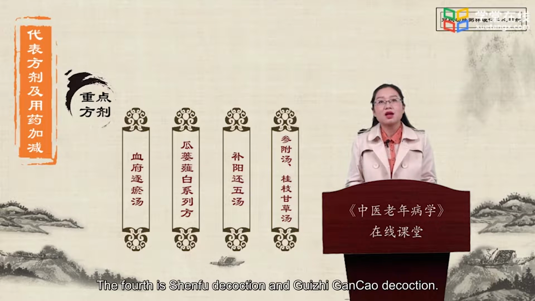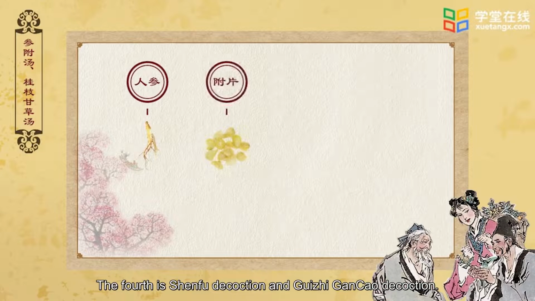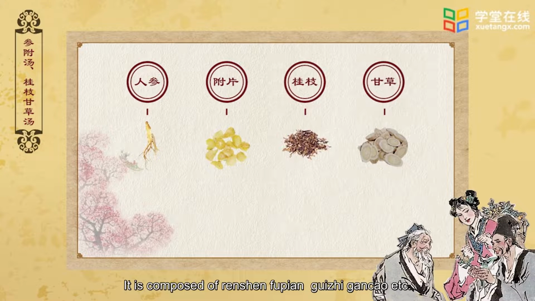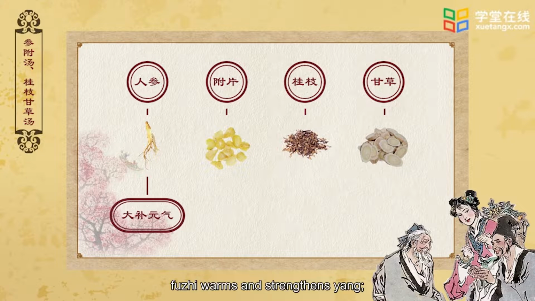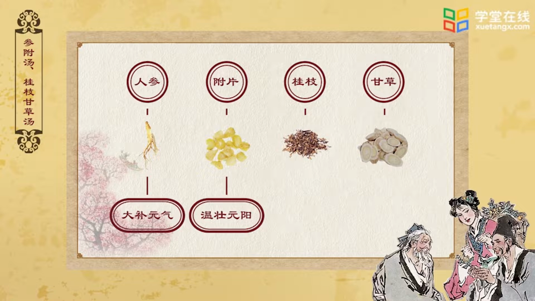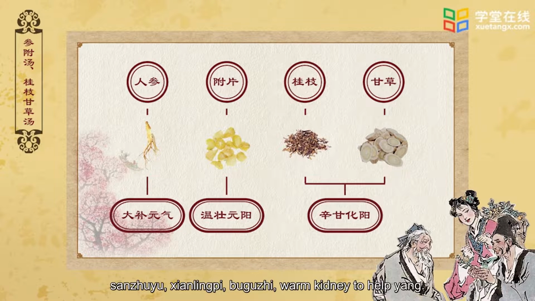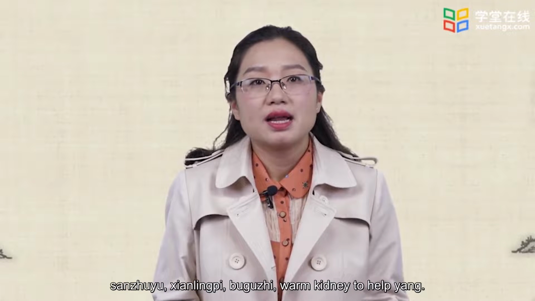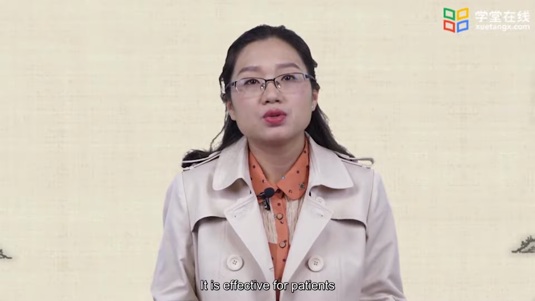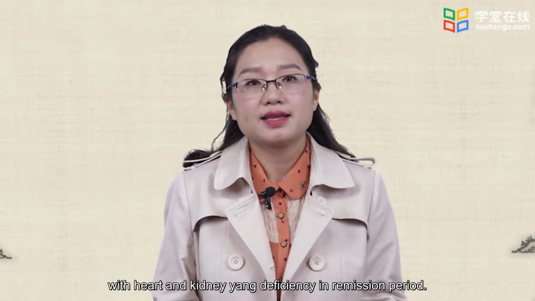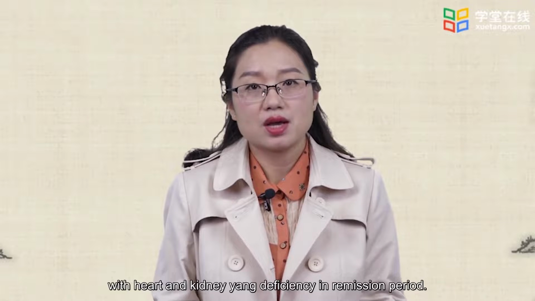The fourth is 胜负 decoction and 桂枝甘草 decoction. It is composed of 人参、附片、桂枝、甘草, etc. 人参 nourishes vitality. 附子 warms and strengthens yang. 桂枝 and 甘草 reinforce yang. 山茱萸鲜柠皮补骨脂 warm kidney to help yang. It is effective for patients with heart and kidney yang deficiency in remission period.